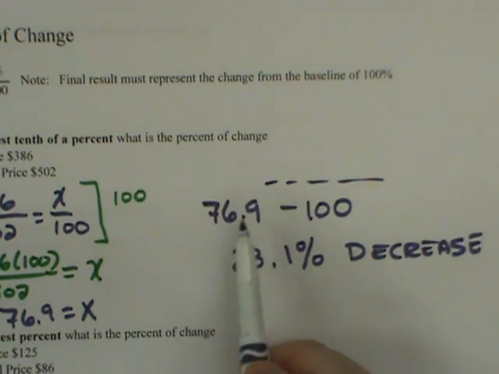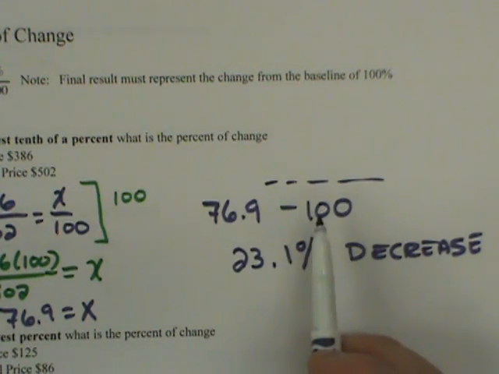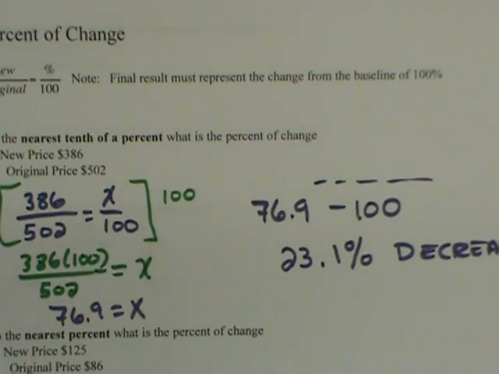Again, take your answer, subtract 100. That's the way you're always going to do it. If your answer is positive, you would say increase. In this case, when it came out to be a negative, I'll say percent decrease. 23.1% decrease. There's example 1.